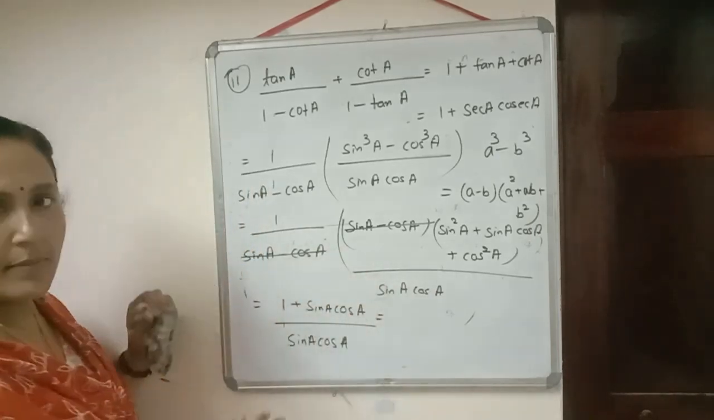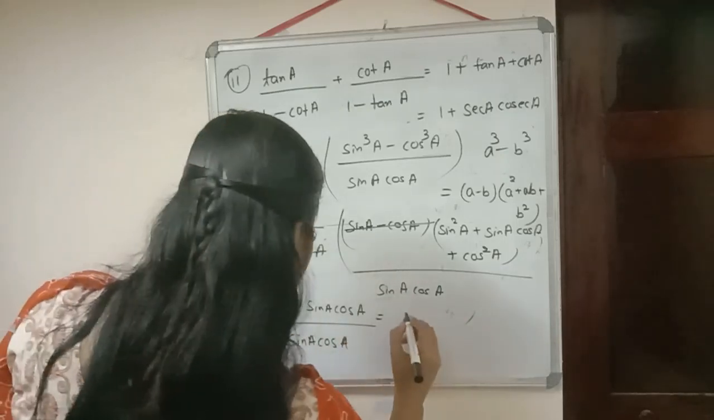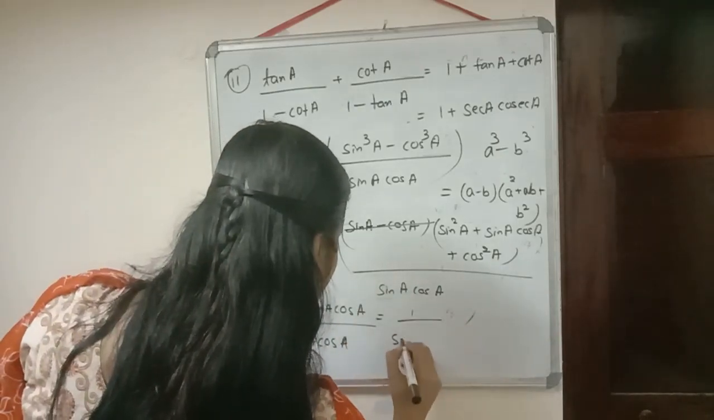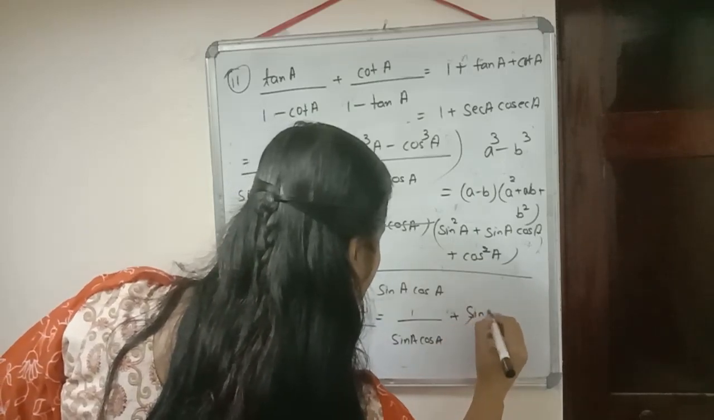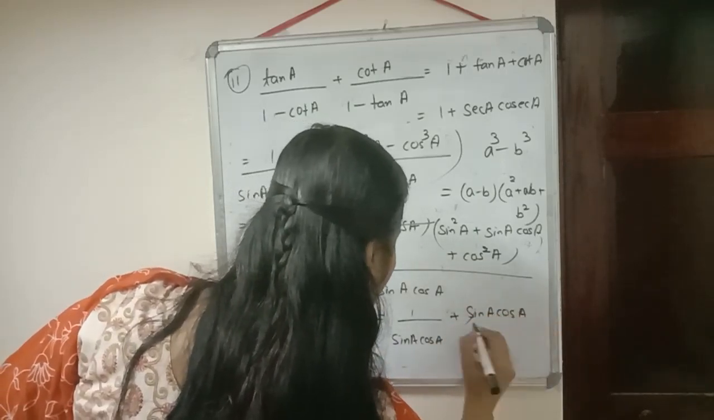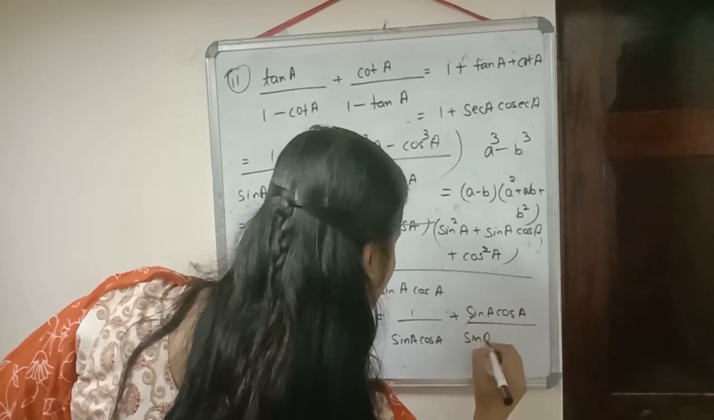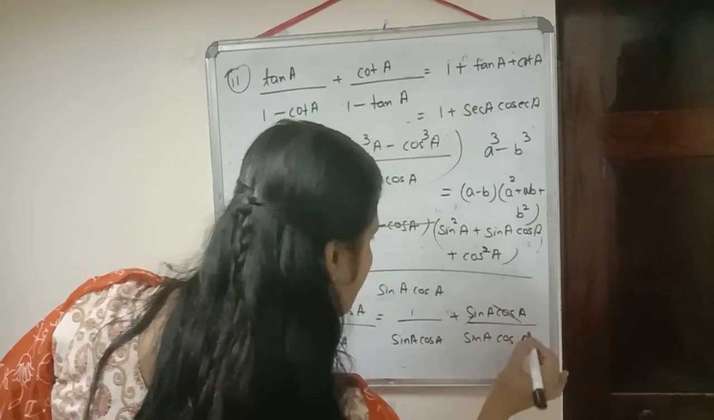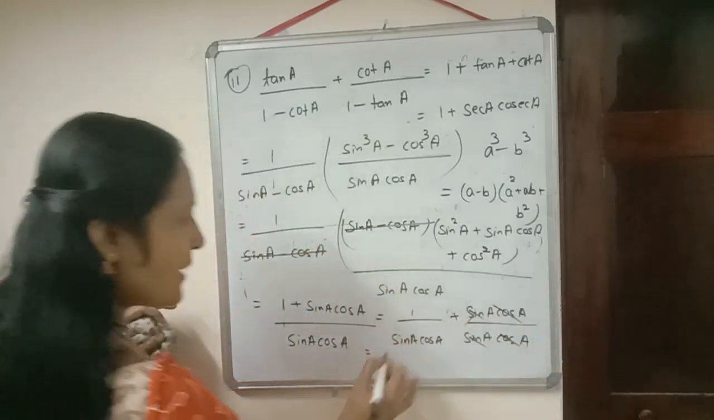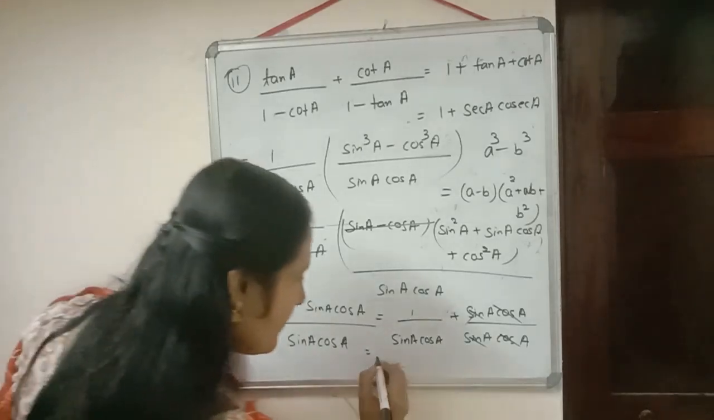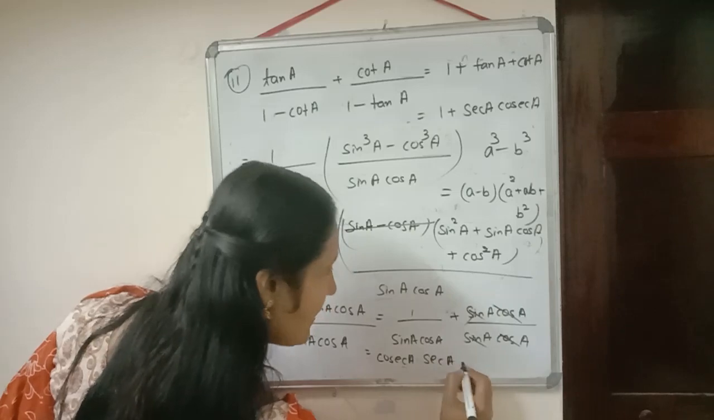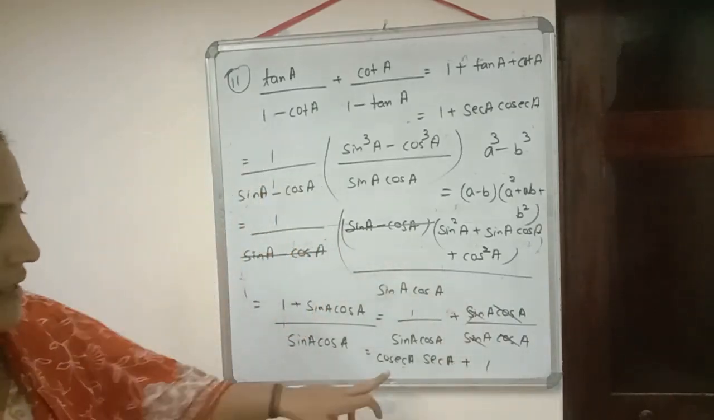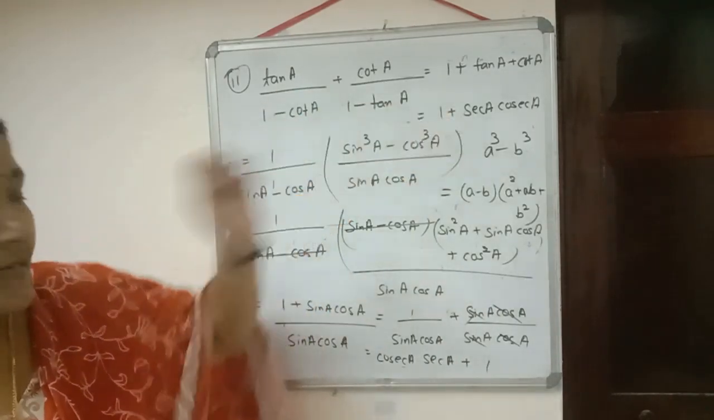Now shall we write it separately? Yes, then it will be equal to 1 by sin A into cos A plus sin A into cos A by sin A into cos A. These expressions will get cancelled. Here, what is 1 by sin A? Cosec A into sec A plus 1. So just check, we got our right hand side there.